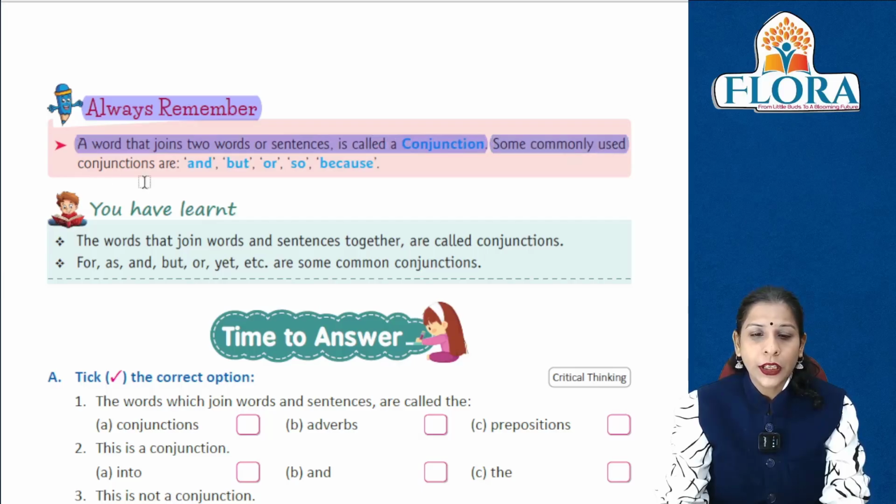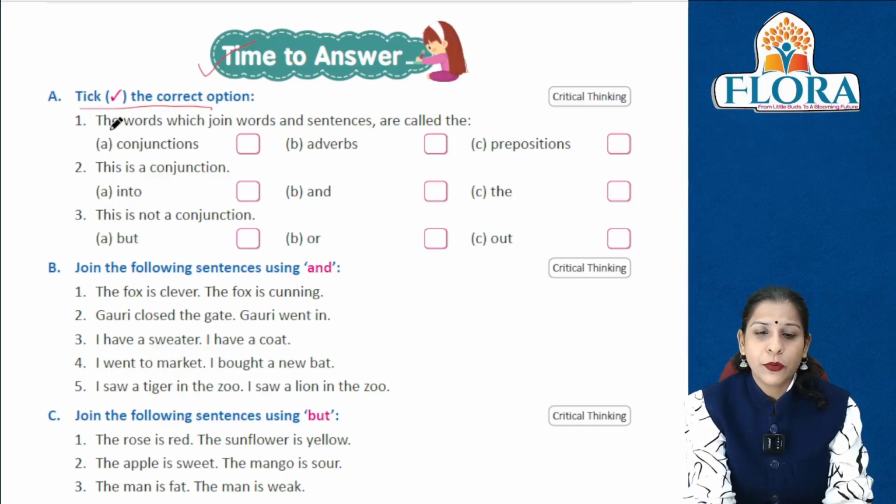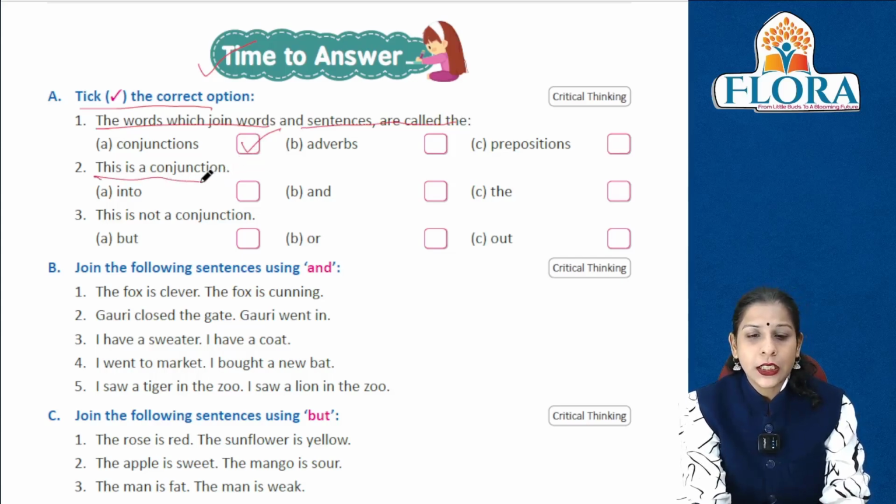तो some commonly used conjunctions are and, but, or, so, because. ये बहुत ही commonly used conjunctions हैं. Now moving ahead with the exercises. Now it's time to answer. Tick the correct options. The words which join words and sentences, they are called conjunctions. जो join करते हैं उन्हें हम conjunctions कहते हैं. This is a conjunction and this is not a conjunction, that is out.